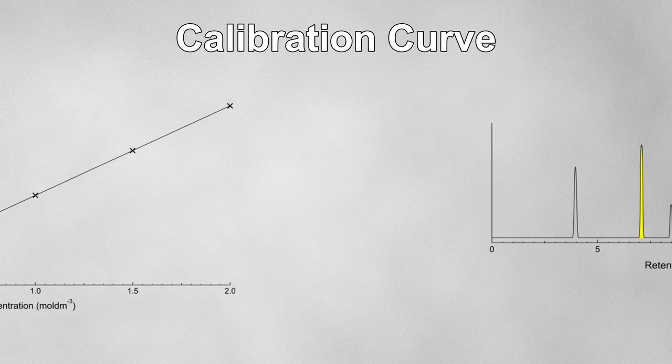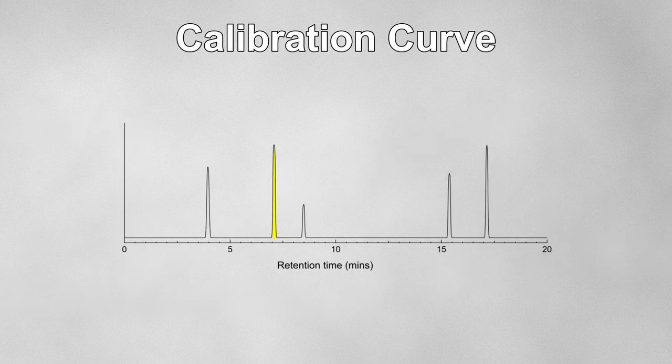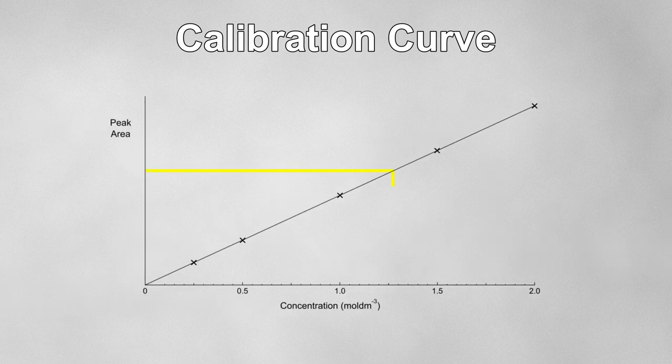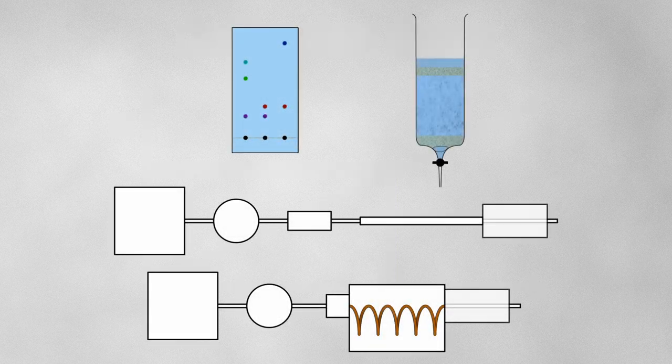Now, by finding the area of the butyl propanoate peak in our original sample, we can simply go across to our line and then down to find the concentration of butyl propanoate. So, as we've seen, chromatography is a very powerful and very versatile separation technique with a wide range of applications.